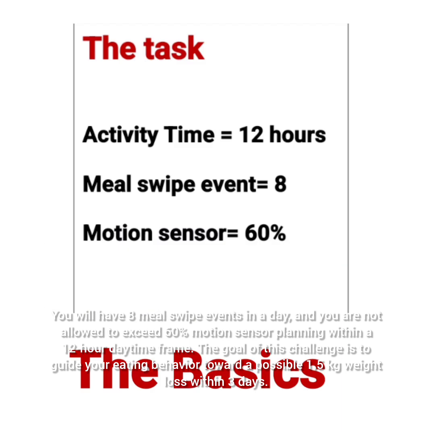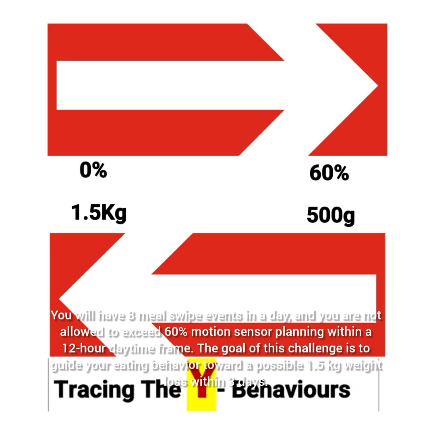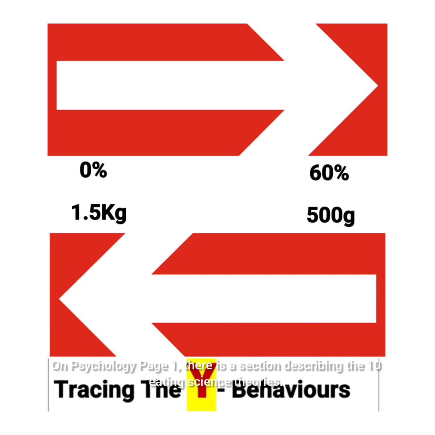You will have 8 meal swipe events in a day, and you are not allowed to exceed 60% motion sensor planning within a 12-hour daytime frame. The goal of this challenge is to guide your eating behavior toward a possible 1.5 kilograms weight loss within 3 days. On Psychology page 1, there is a section describing the 10 eating science theories. Don't stress yourself. Step by step, you will come to understand the integration of this science.